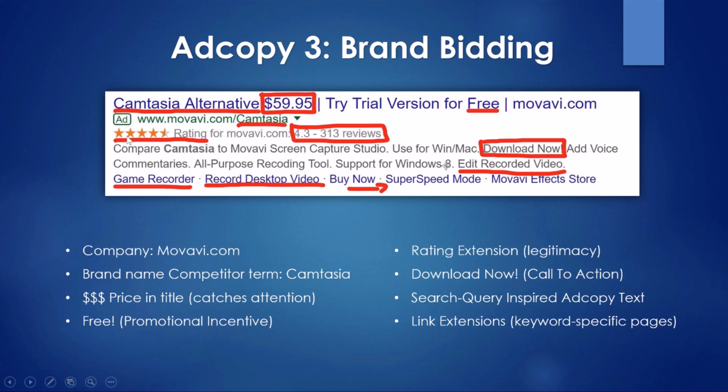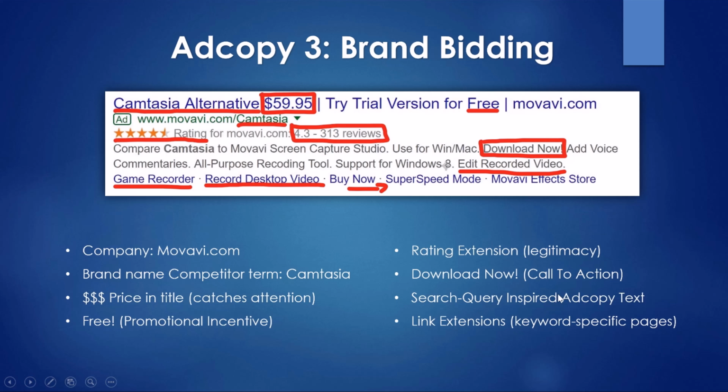You also have a rating extension. This is an amazing extension to have if you're able to implement it onto your website. When you see these types of stars, you know that a lot of people have visited and have left ratings, and there's legitimacy. It's basically social proof. Download now is a call to action. So click now, download now, tap now, call now. Those are all call to actions.